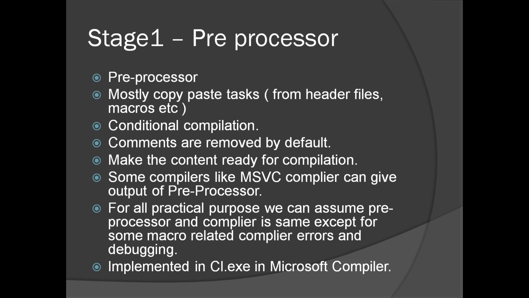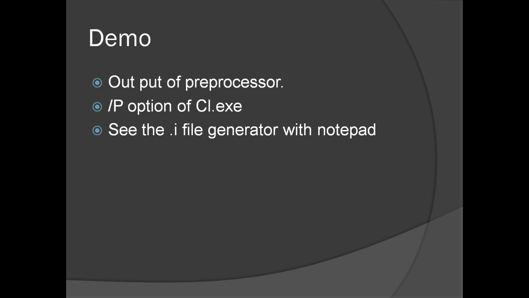Most compilers remove comments in the source code at the preprocessing stage, and the preprocessor will make the content ready for compilation. As we have seen before, the Microsoft C++ compiler can give the output of the preprocessor using the /P option. So for all practical purposes, we can assume that the preprocessor and compiler are one and the same thing, except for some macro related compiler errors and when you debug. Sometimes you have to go into the macro while the debugger is showing the problem with the macro. In Visual Studio, the preprocessor is implemented in the compiler itself, which is Cl.exe. We have seen this demo in the presentation related to the preprocessor, so I would recommend you watch that.